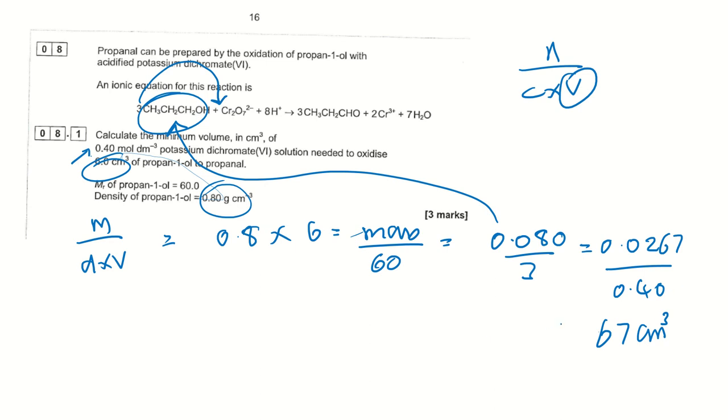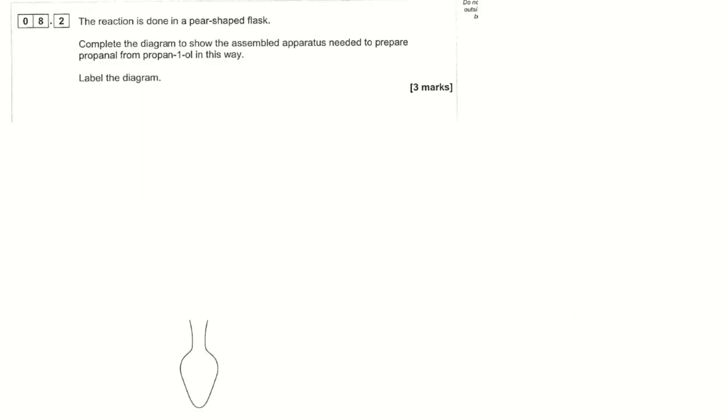If we multiply, that will come out at 0.067, which is in decimeters cubed, and we would convert it into centimeters cubed because the question expects it to be in cubic centimeters. If you left it in decimeters cubed, you would lose one of your 3 marks.